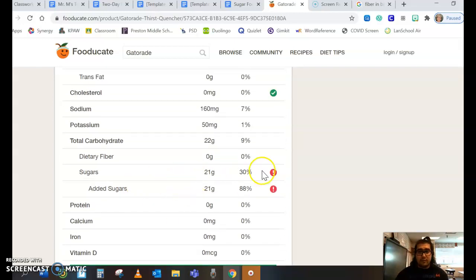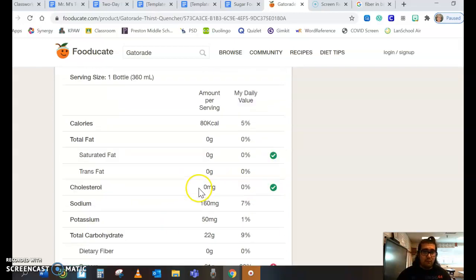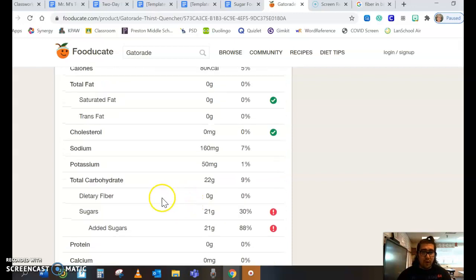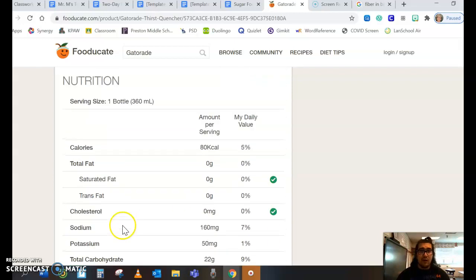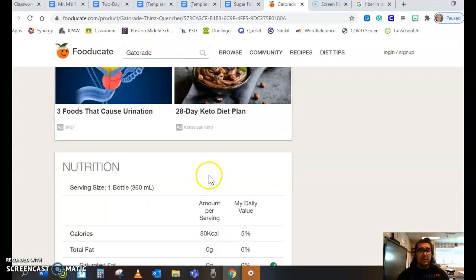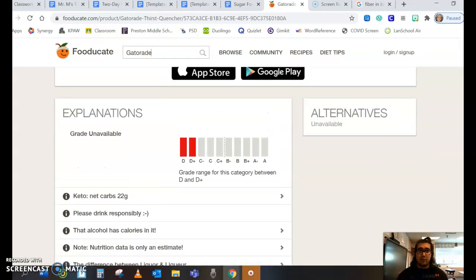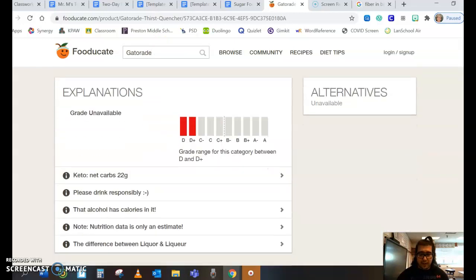But just for all intents and purposes of 1 bottle, it doesn't have any fiber because it's not plant material, and it would have 21 grams of sugar. And as we can see, the added sugars are 21 grams. It's just added sugar. Things like that. You can look up anything on here, well, most anything, and get a result.